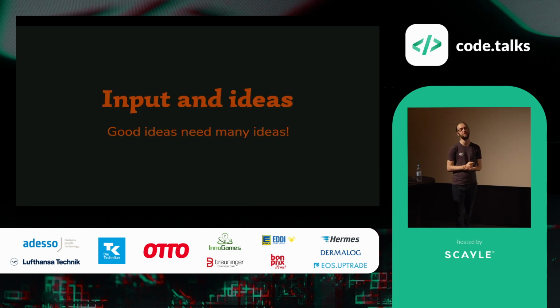So, input and ideas. Good ideas need many ideas. And once you have many ideas, filter them down, be pragmatic about that. People can just maybe add an ICE score to ideas they propose, and then come up with a meeting where you decide which ideas to tackle next. And that is how our idea was prioritized to be executed on in our example scenario.